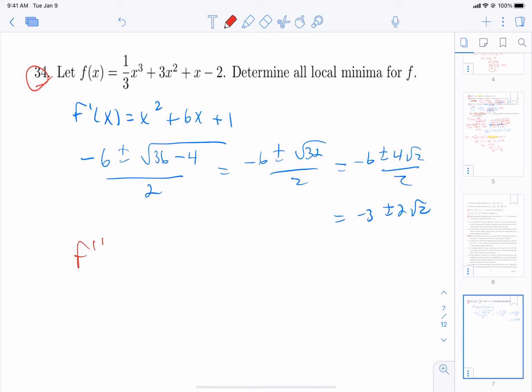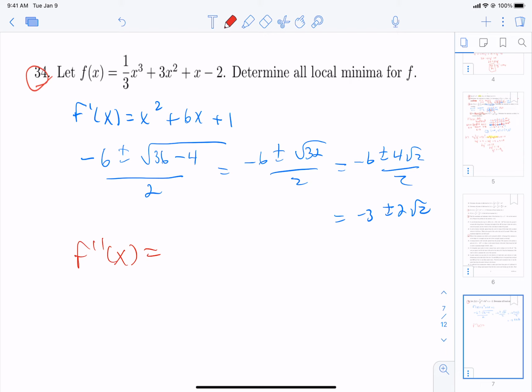If you took the second derivative, do you guys remember that there was a second derivative test for maxes and mins? If you plug the critical numbers from the first derivative into the second derivative and you get a positive, it's concave up, so it has to be a minimum. Positive is a minimum, negative is a maximum. It's kind of the opposite of what you would think.